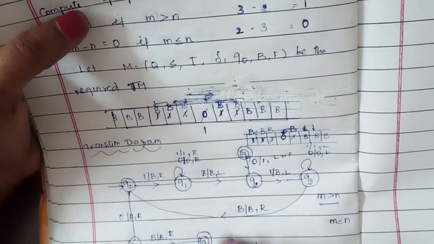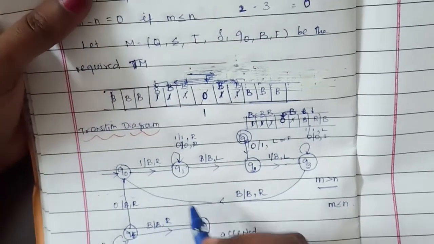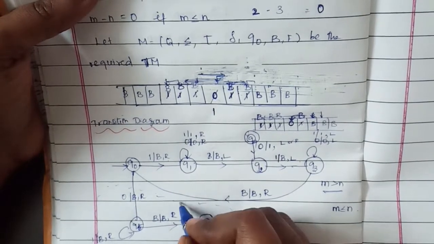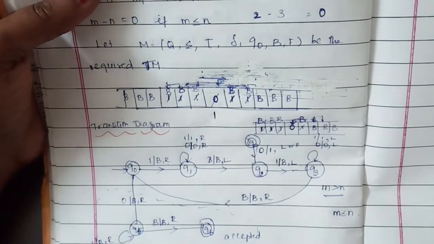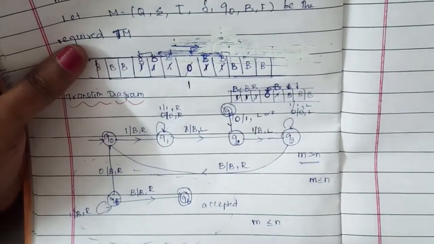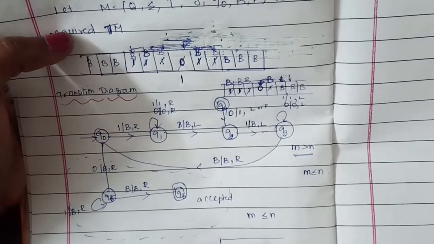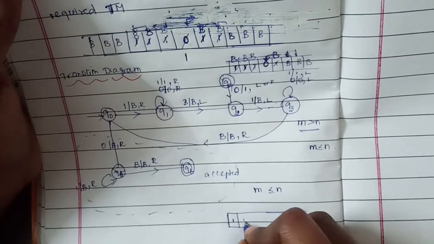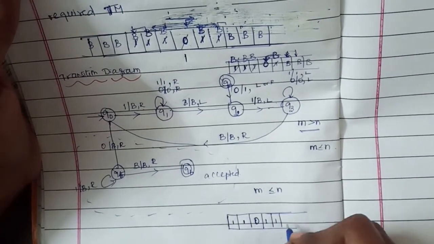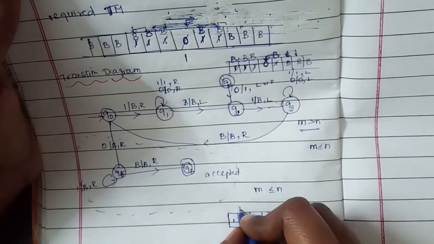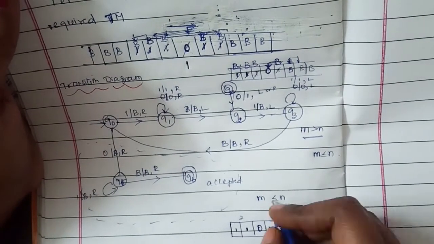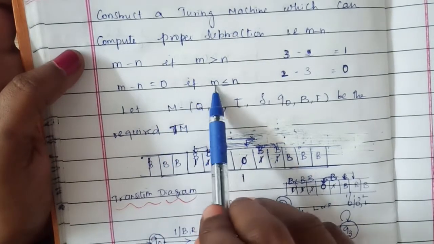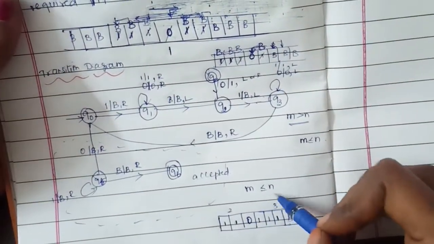So this is the part of m less than or equal to n. So how will this happen, right? So when you see this, here I'm having 1 1 0 1 1 1, so in this case this is 2 and this is 3, so m is less than or equal to n. For this, my case to be proved is m minus n equal to 0 if m is less than or equal to n. So here m is 2 and n is 3.